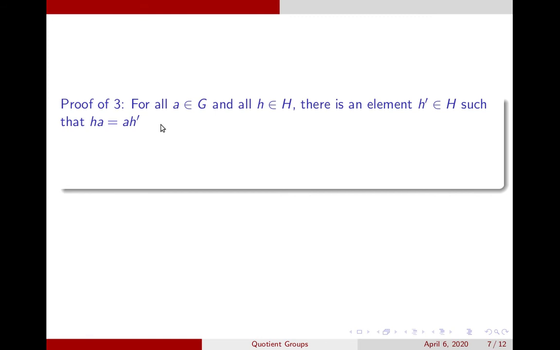Okay, so let's look at a proof of part of property 3. So we're proving for every A in G, for every little h in capital H, there is some h prime in capital H for which h times A is A times h prime. And again, we're thinking of this as being sort of a commutative law. The positions of the A and h can be switched, but you may have to change elements of capital H.